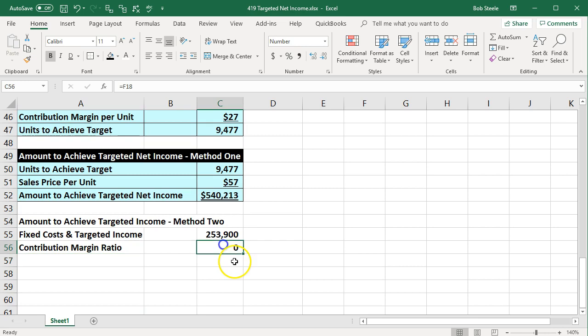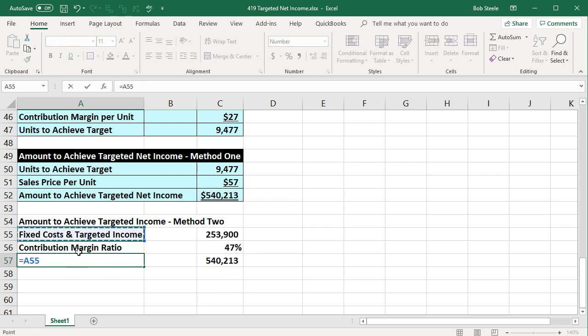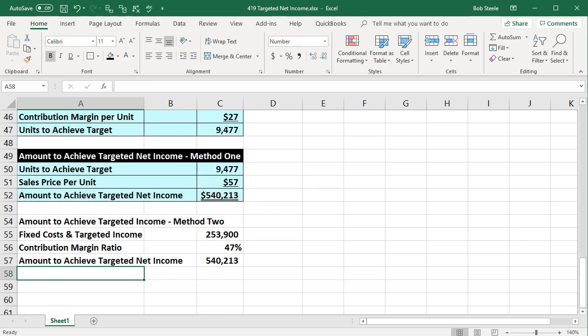So now you'll see it's a 0. Why is it a 0? Formatting. We're going to go to the Home tab, to the Number group, and increase the decimals. There's the decimal format. We'll then convert it to a percentage with the percentage item here. And then we'll divide this out. So we're going to say, all right, this equals the 253,900 divided by the 47%. And that's going to give us this 540,213, matching this number here. That's going to be the amount to achieve the targeted income.